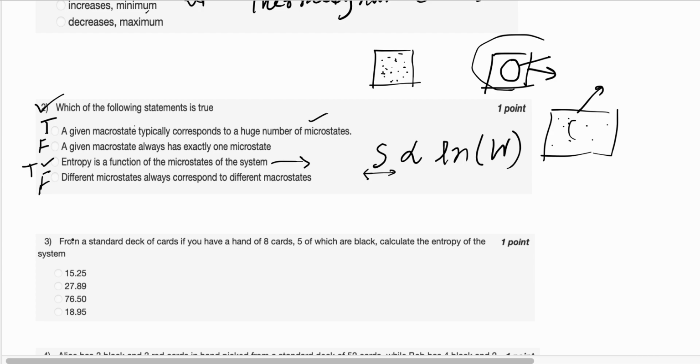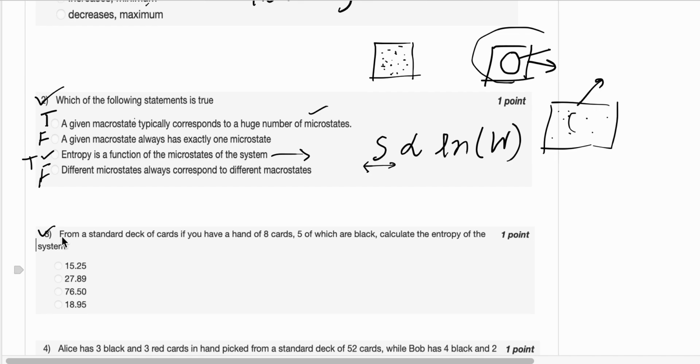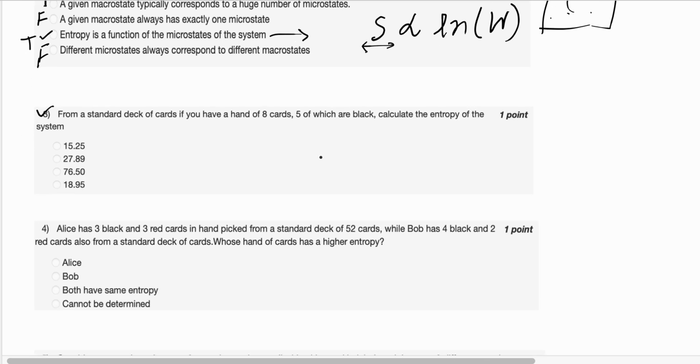Okay, sir. So now it is the third question. We'll go toward the third question. From a standard deck of cards, if you have a hand of 8 cards, 5 of which are black, calculate the entropy. Right. So now we will calculate the entropy in the Boltzmann sense.